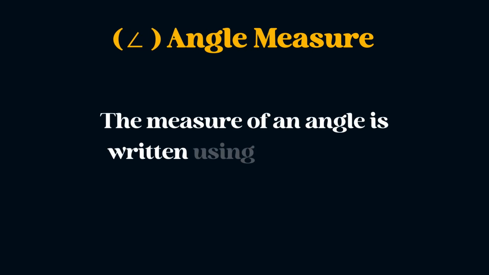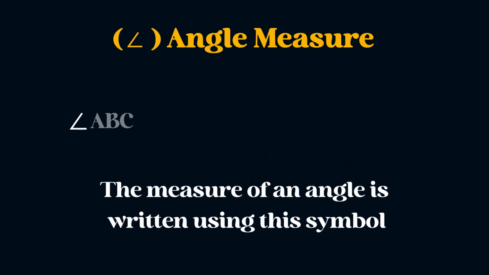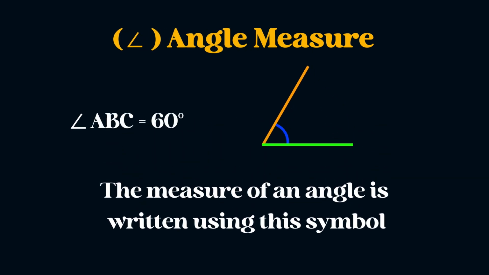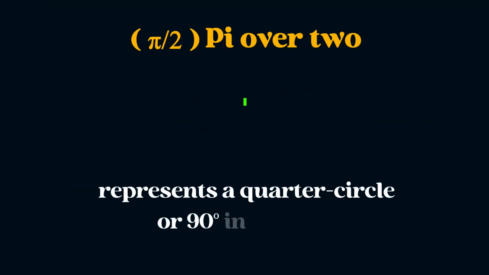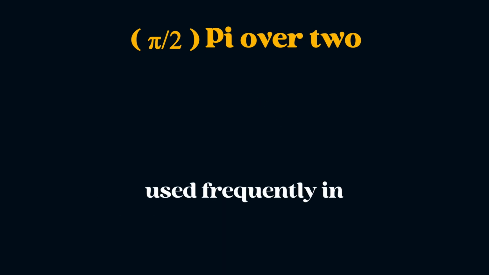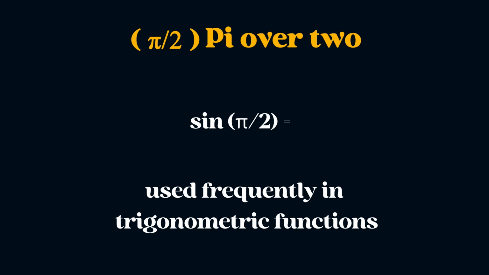41. Angle measure. The measure of an angle is written using the symbol. For instance, angle ABC equals 60 degrees specifies the size of angle ABC. 42. Pi over 2. This represents a quarter circle or 90 degrees in radians. It's used frequently in trigonometric functions, such as sin of pi by 2 is equal to 1.